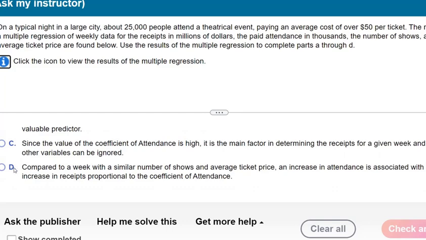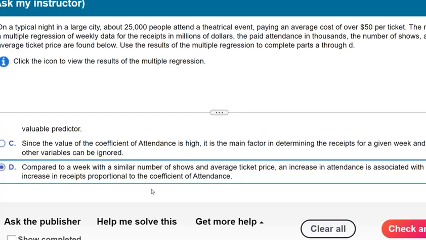So when you interpret a slope of a regression model, that means if we were to keep everything the same, compared to a week with similar numbers, in other words, if the data was relatively the same, we'd expect an increase in attendance to increase receipts.